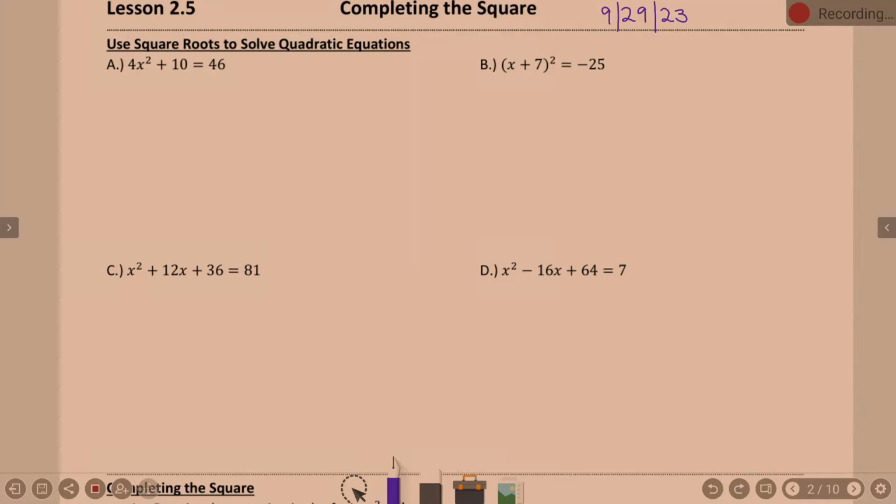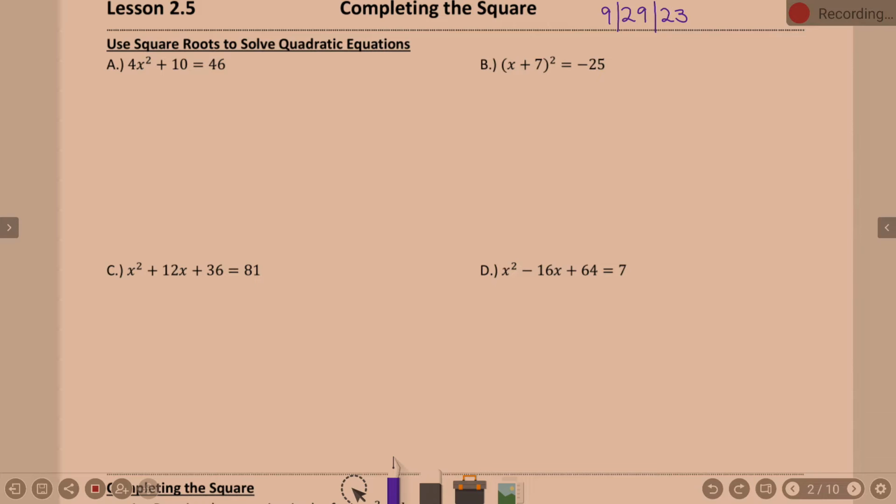We continue into chapter 2, where we are looking at different ways to solve quadratic equations. Like in lesson 2-3, we solved using factoring, where we would factor the equation and set each factor equal to 0. That's kind of our go-to method. That's always what I'm going to encourage: can you factor the equation? Now, not everything can factor, so we've got to have some other methods, and that's what we're leading into today.